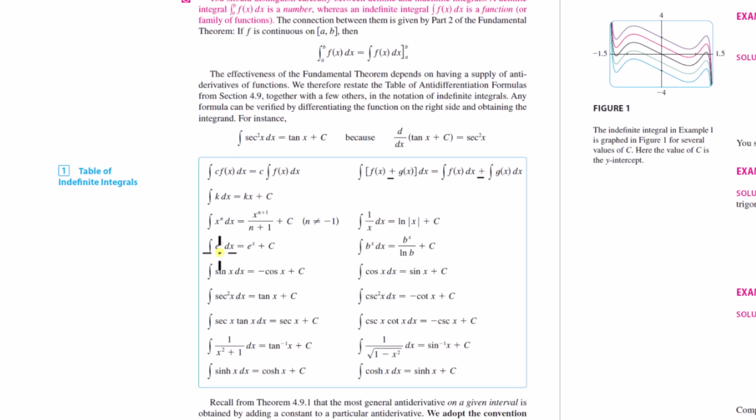These are basic functions. Like the integral of e to the x is just e to the x. The integral of b to the x, what's the derivative of b to the x? It's b to the x times natural log of b. So the integral would be b to the x over natural log of b. Because if you take this derivative, you just get b to the x, and then put the constant.